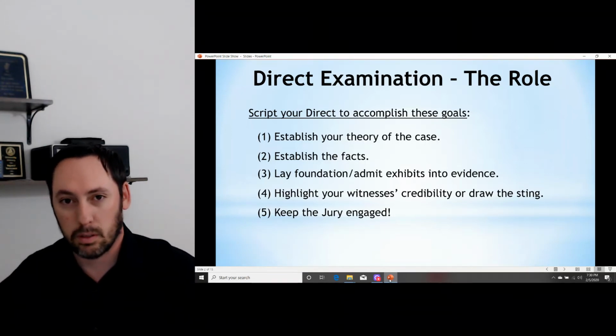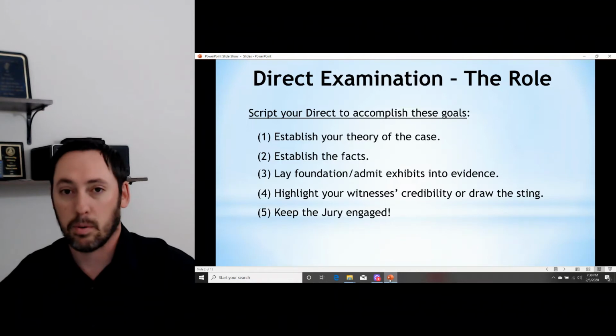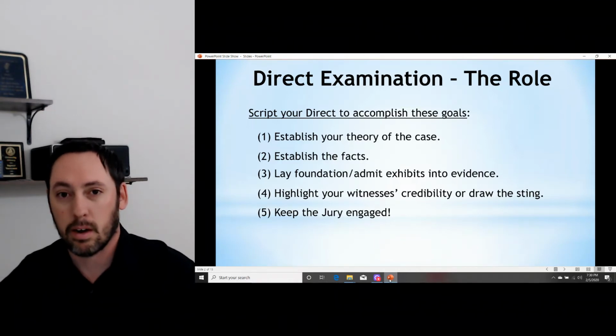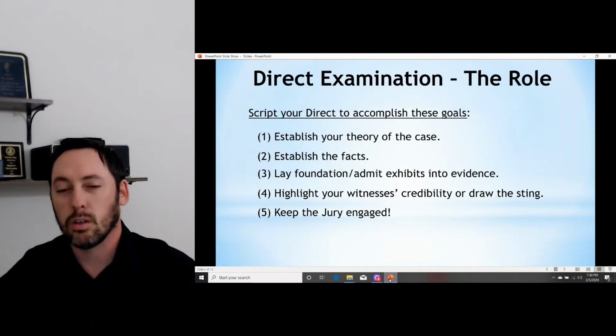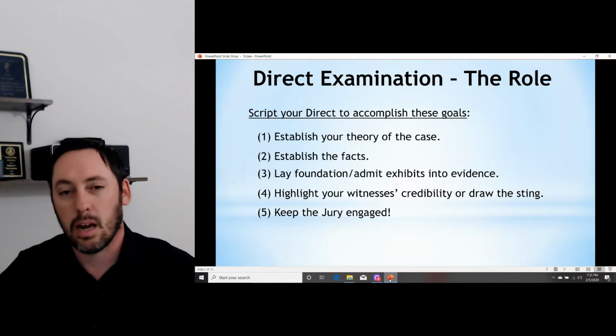For example, with the drug analyst, I have him bring photographs of the gas chromatograph machine. I have him point out stuff, explain how he tested it, maybe tell a few jokes about how it looks like a microwave. Anything that you can do to keep the jury engaged, not falling asleep on you.